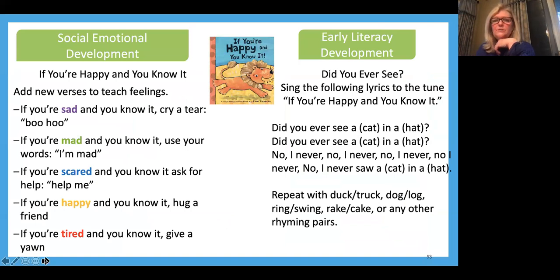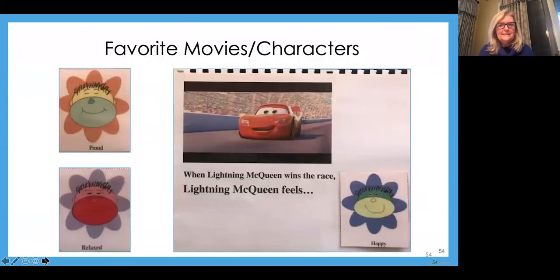Singing those songs that are familiar, but adding those, if you're sad and you know it, cry, tear, boo-hoo. If you're scared and you know it, ask for help. But also thinking about from an early literacy standpoint, changing the words a little bit, same tune, but did you ever see a cat in a hat? Did you ever see a duck in a truck? No, I never, no, I never saw a cat in a hat, or those kinds of things. Just fun, engaging ways to practice some of those things.